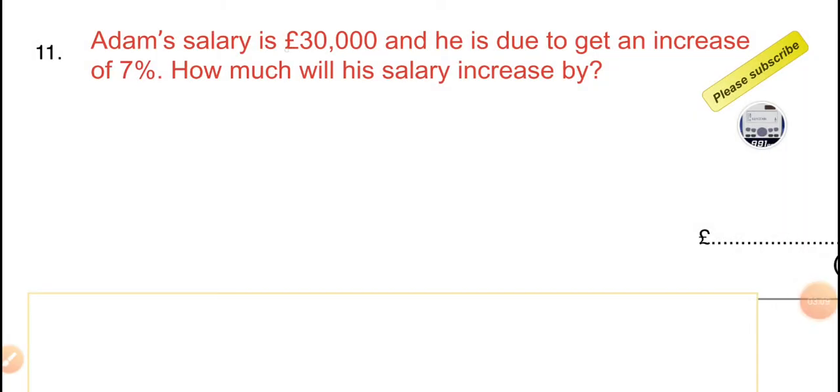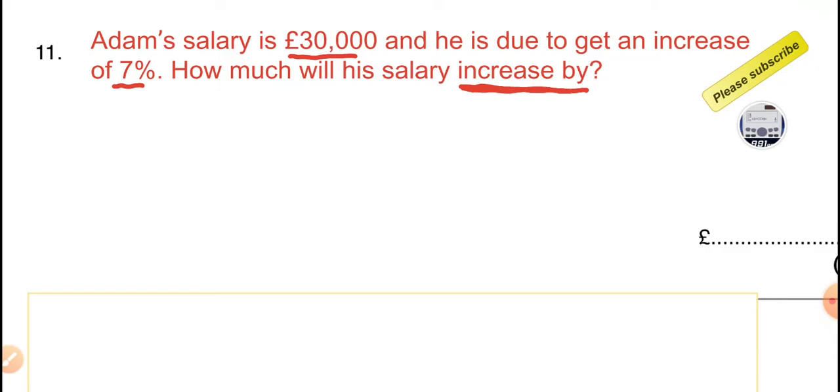So Adam's salary is £30,000. That's how much he gets in a year, and he is due to get an increase of 7%. How much will his salary increase by? Now this is very important, the increase by. They're not asking for his total salary at the end of the rise. They're asking how much will his salary go up by.